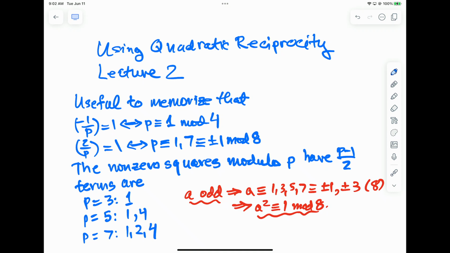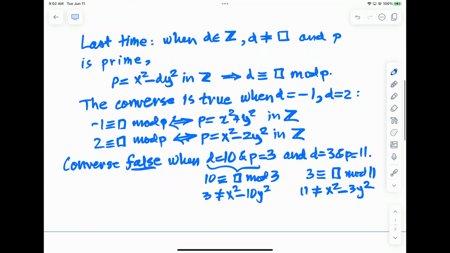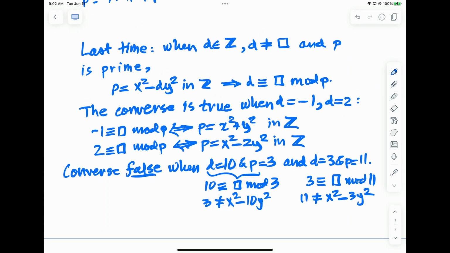OK, so with that out of the way, I want to go back to what we were discussing last time at the end, and that was discussing when you can write a prime in the form x squared minus dy squared, where d is an integer, not a square. We're, of course, not interested in writing numbers as x squared minus 4y squared. I mean, that factors, so not so interesting. And so if d is not a square, when is p equal to x squared minus dy squared?